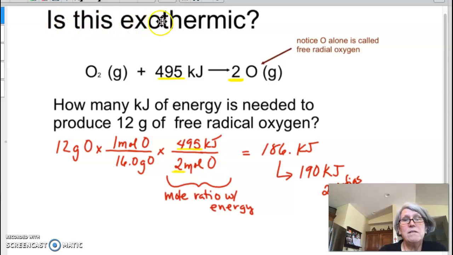Oh, by the way, is this reaction exothermic? Hopefully you answered no. This is not an exothermic reaction. This is an endothermic reaction because energy is on the reactant side. You got it. All right.